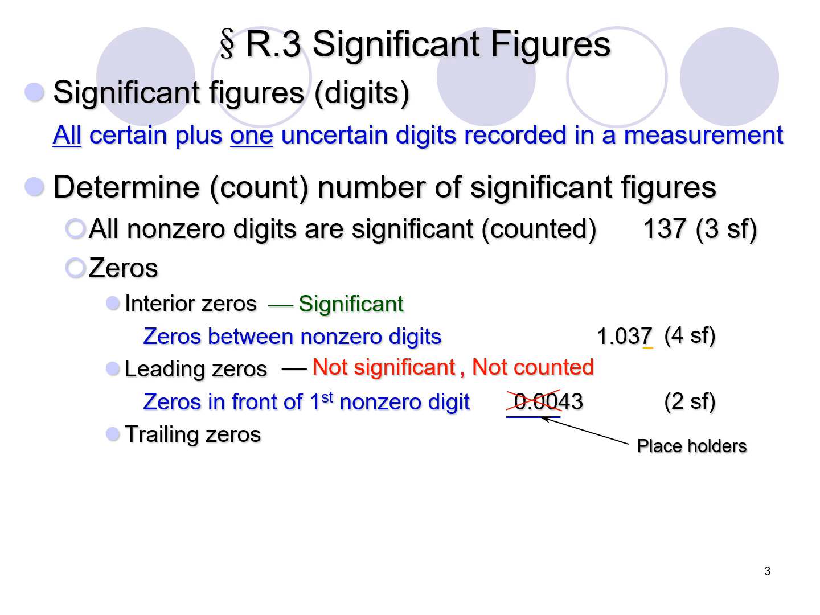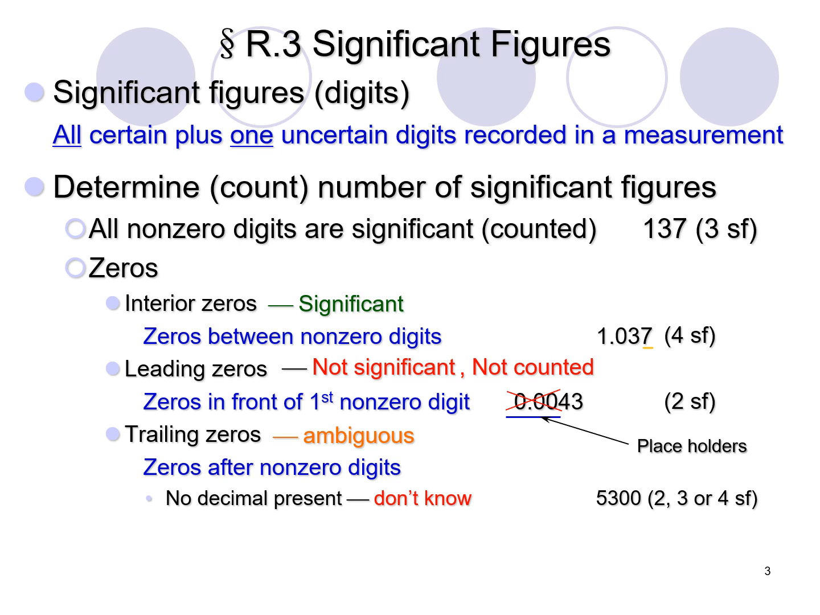Now, what about the trailing zeros? Trailing zeros are a little bit more complicated. In my class, I would take those zeros as ambiguous. Why? Because since those zeros come after those non-zero digits, we just don't know how many are significant. For example, 5,300. I just don't know how many significant figures I can have in that value.